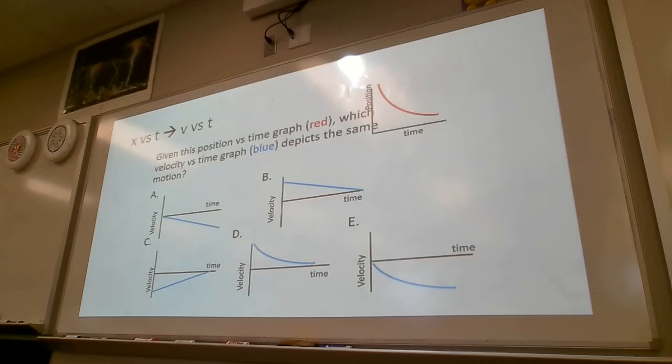Correct answer is C. Here you have a steep negative slope, which corresponds to a fast negative velocity. A shallow negative slope corresponds to a slow negative velocity.